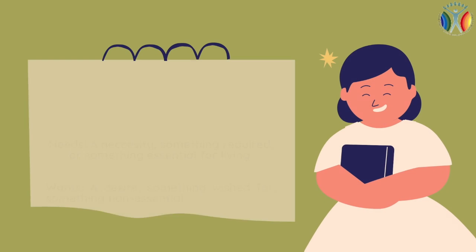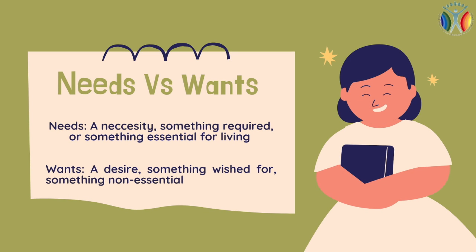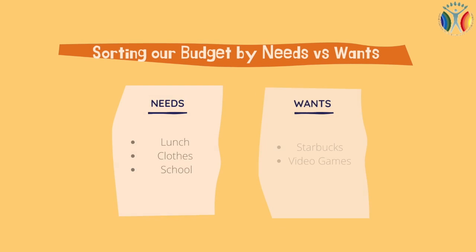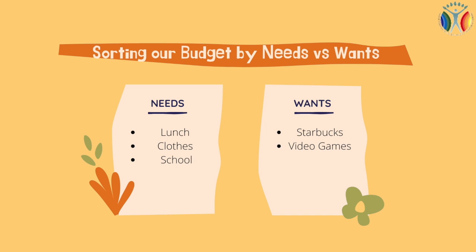Okay, now let's quickly go over needs versus wants. Needs is a necessity, something required or something essential for living. Wants is a desire, something wished for, or something non-essential. Now let's think back to how we created our budget before and sort it out by needs and wants. My needs are lunch, clothes, and school. My wants are Starbucks and video games.